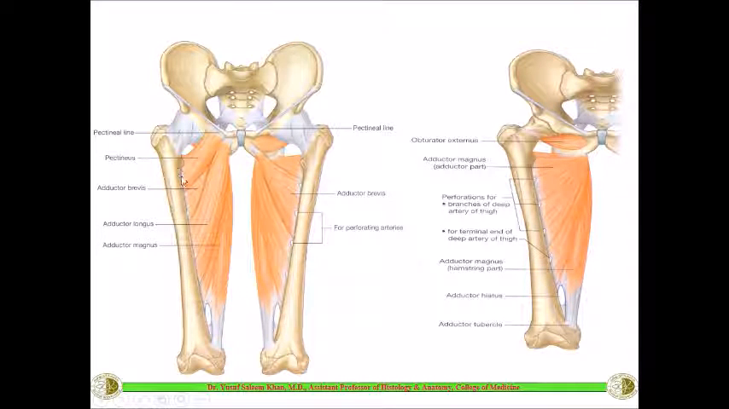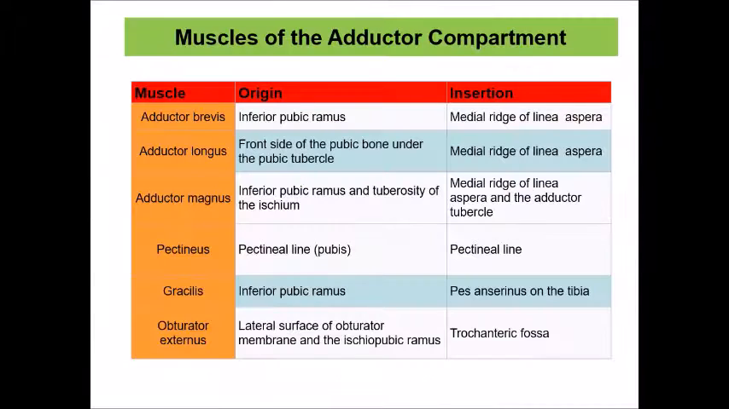pectineal line which is present in the femur, which is also called the spiral line. So it gets inserted to the spiral line, or it is also called the pectineal line. So it takes origin from the pectineal line of the hip bone and gets inserted to the pectineal line of the femur, or the spiral line of the femur.